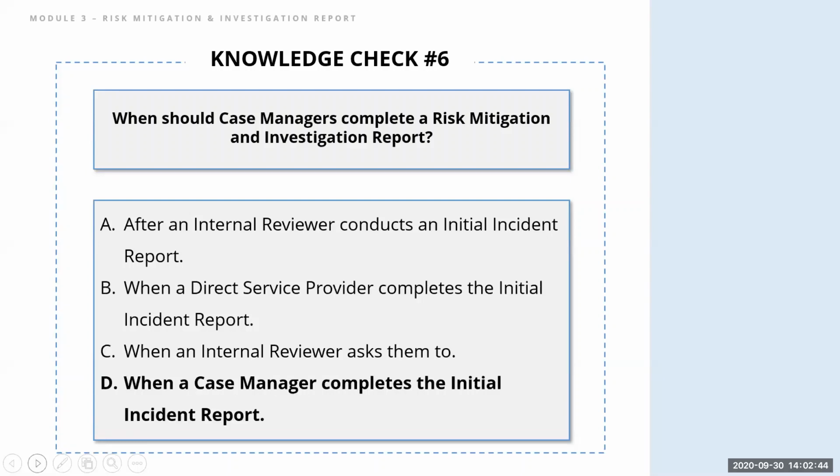So again, the correct answer is D, after a case manager completes the initial incident report, right? So if you complete the initial incident report, you're going to complete the risk mitigation investigation report. Let's say a direct service provider supervisor completes the risk mitigation investigation report, then you would complete a task for case manager sign off. So just something to keep in mind, but we'll stop sharing results at this point and we'll move to our next slide.